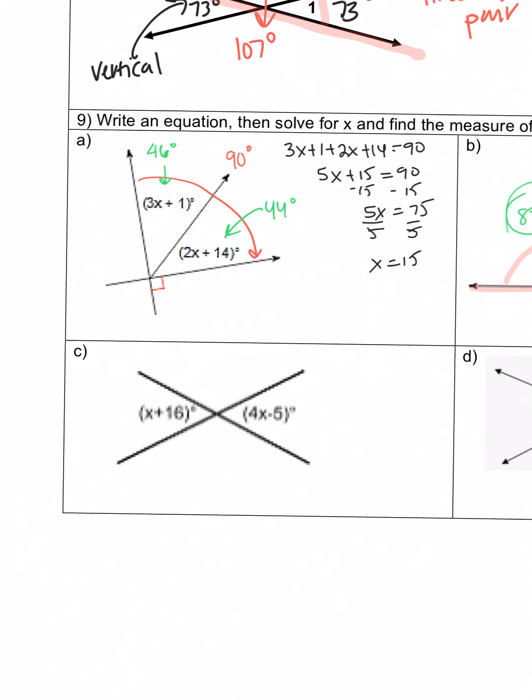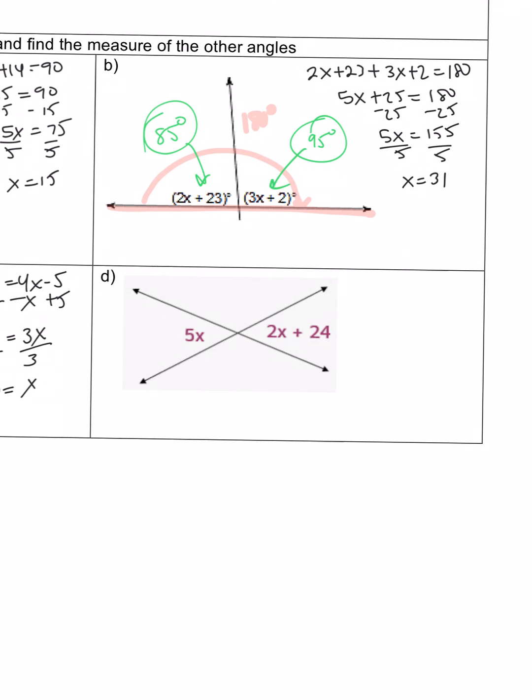All right, these are vertical angles, which means they're congruent. So in order to find that value of x, we could set them equal to each other. x plus 16 equals 4x minus 5. Subtract x from each side, and we could add 5 to each side. We will get 21 equals 3x. Divide by 3 on each side, and x equals 7. We can plug x back in to find out that measure. 7 plus 16 is 23, and since vertical angles are congruent, that should be 23 too.